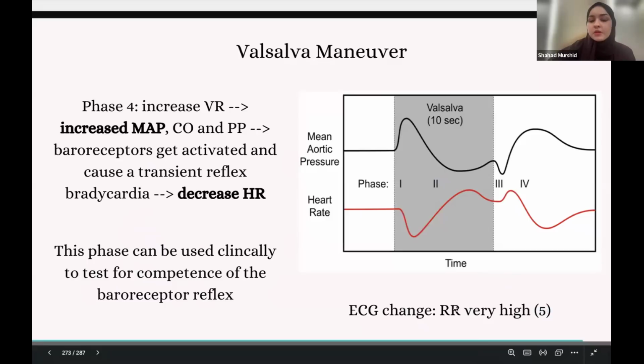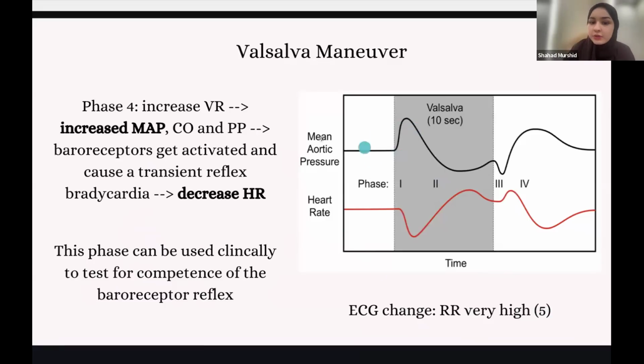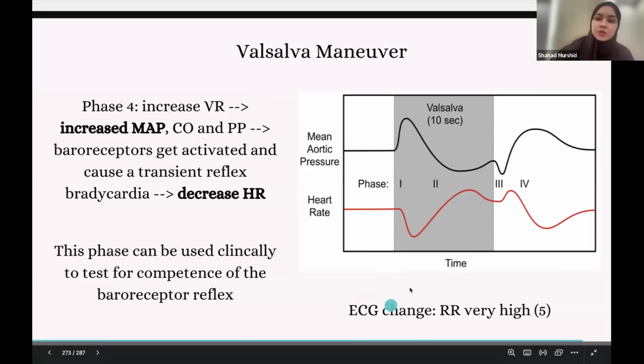He could ask you this as well. So make sure you know all the phases. Make sure you know what happens in each phase with the aortic pressure and the heart rate. Make sure you know what causes the increase and decrease in blood pressure and heart rate, and know the ECG changes as well. Again, this is important for your MCQs as well as your OSPE.